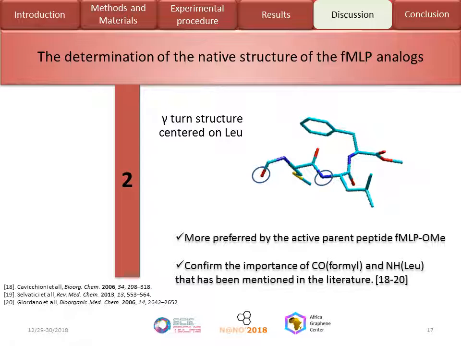The gamma turn structure centered on leucine, the second class, seems to be the native structure of FMLP analogs. Firstly, because it is more preferred by the active parent peptide FMLP than by its inactive analog FMLSP. Secondly, it confirms the importance of the availability of the CO of formyl and the NH of leucine that has been mentioned in the literature.